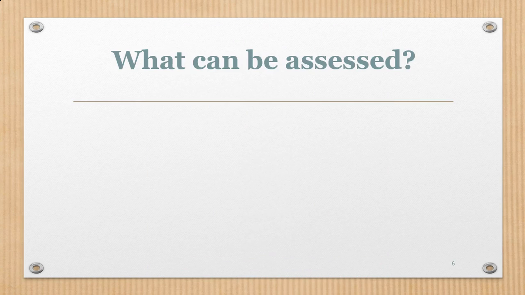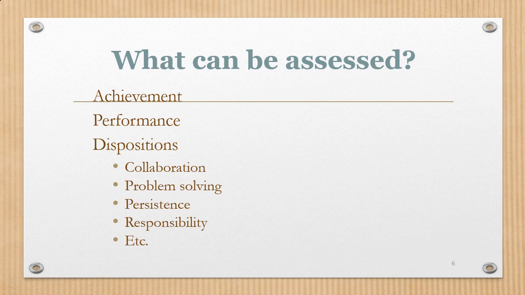So what can be assessed? Actually, achievement is what has been traditionally assessed. But consider performance, especially increasingly with the NGSS. Performance is coming front and center, so you'll see lots of performance expectations that look at, can the students conduct an investigation? So it's very performance focused. Also consider dispositions. Can the students collaborate on an investigation or an experiment? Can they problem solve? Are they persistent? Are they showing responsibility, etc.? So consider that you can also look at dispositions.